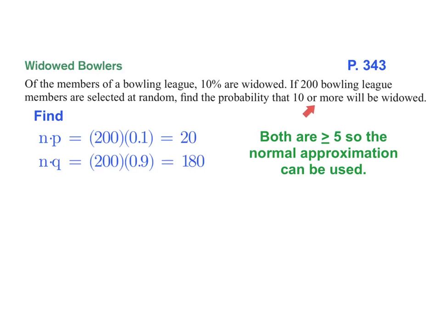Is it greater than or equal to? 10 or more, so 10 is included. Yes. Okay, so I'm looking for the probability that x is greater than or equal to 10. It's based off of this, 10 or more. If it just said more than 10, then it would just be greater than. 10 or more, 10 is included.